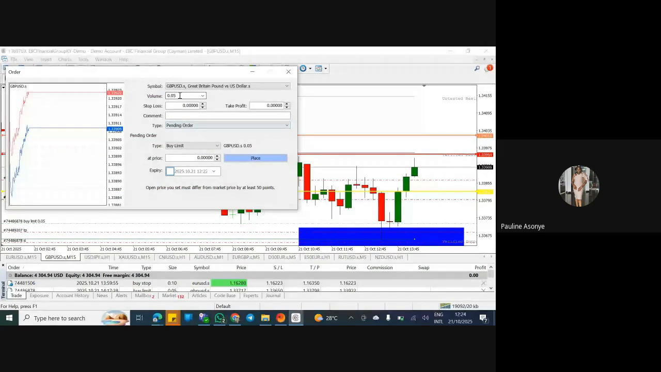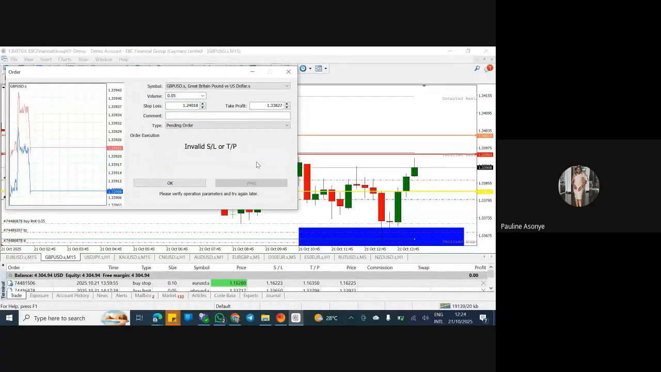My volume is perfect, which is also lot size. It's already on pending order. I'm going to go towards sell limit and start putting in my price. I want to start selling at price 1.33954. My TP is at the yellow, 1.33827. And our stop loss, which is coral, is 1.34018. Let us place that.